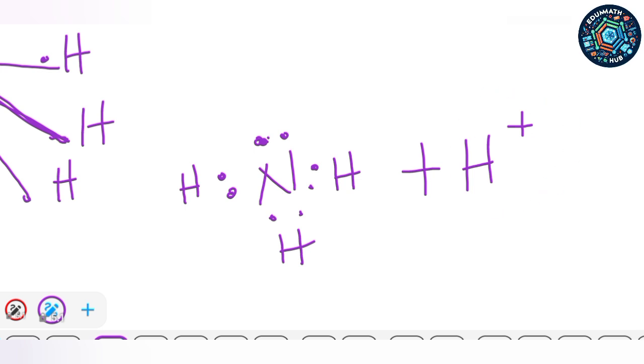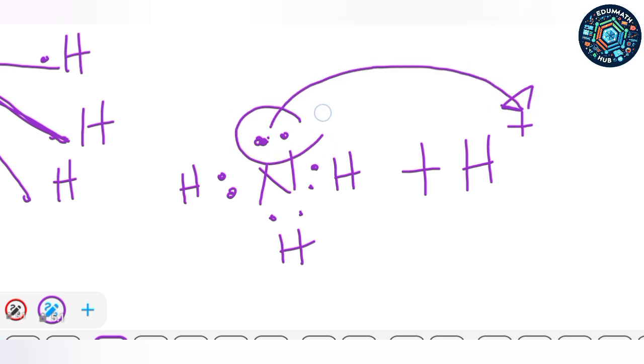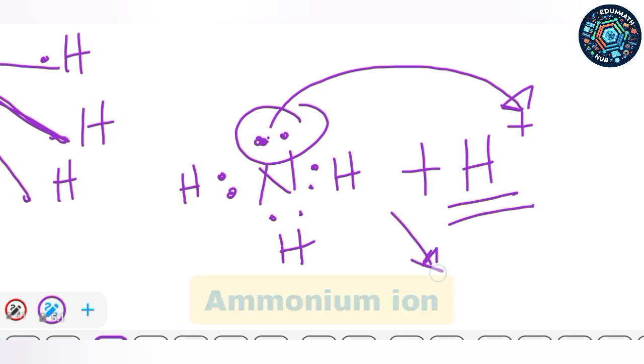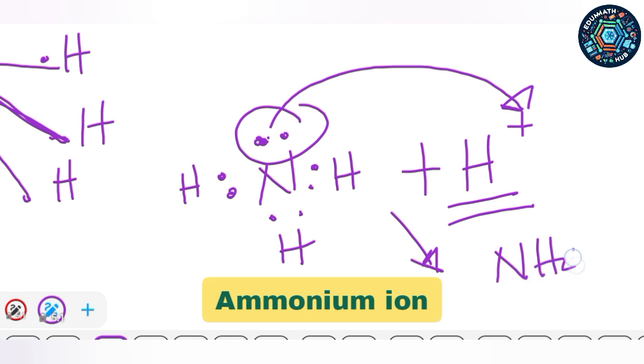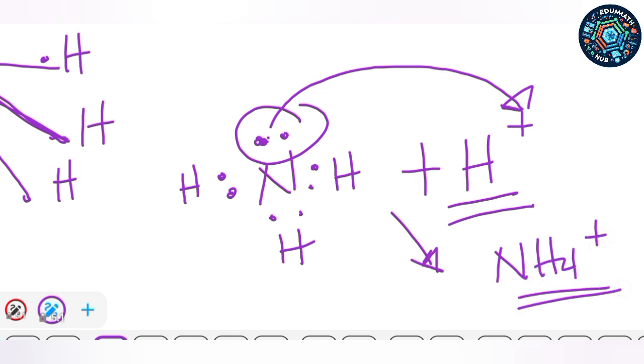Now for this to happen, these 2 electrons here have to combine with this H+ here. Nitrogen will transfer the lone pair that was not used in bonding to the H+, at the end of the day, to form what is called the ammonium ion, which is NH4+. So the bonding in ammonium ion is called a coordinate bonding, or you can call it a dative covalent bonding.